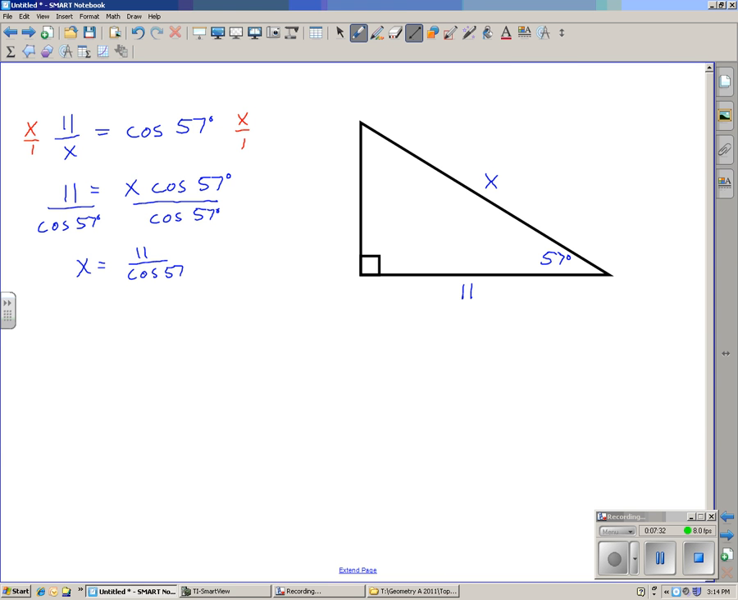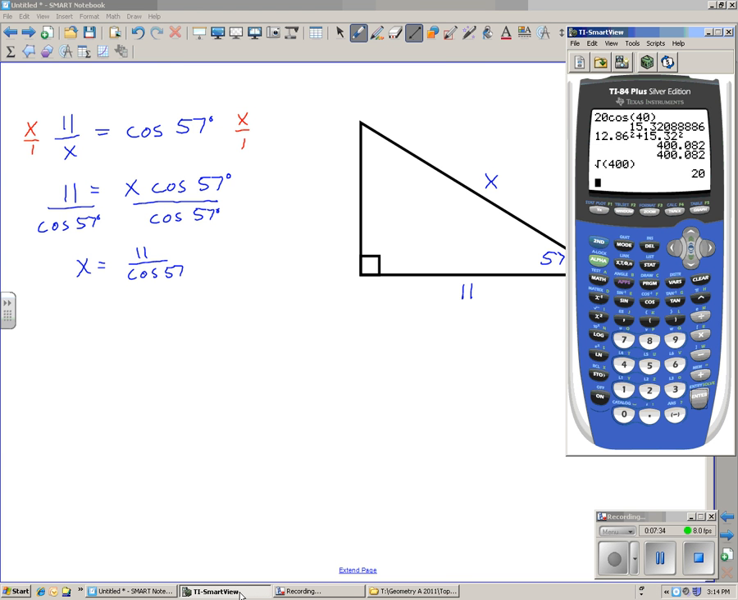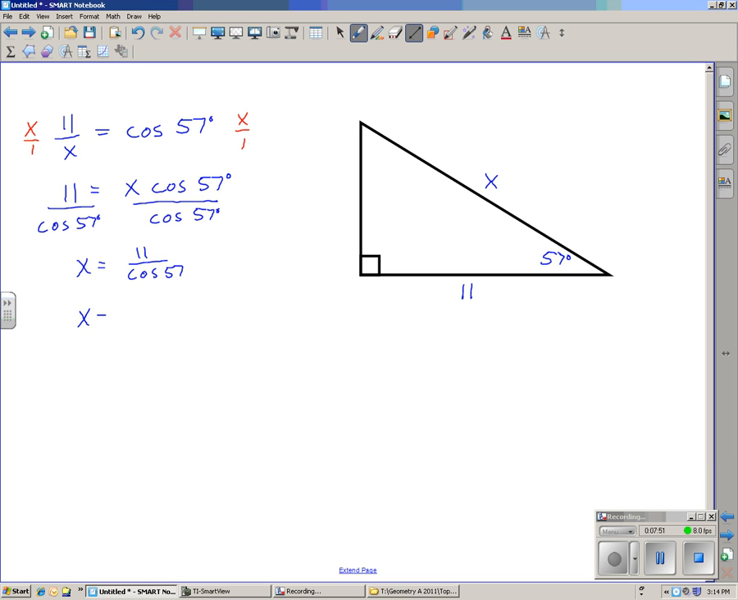Okay, I get out my calculator again, clear this junk away. I do the 11 divided by the cosine of 57, and that tells me that the hypotenuse is about 20.2. X is approximately 20.2. Great, that's it.